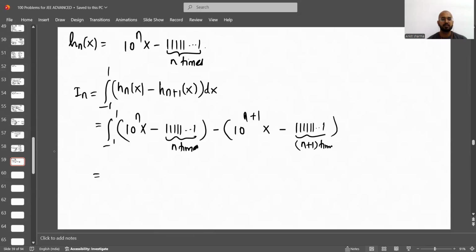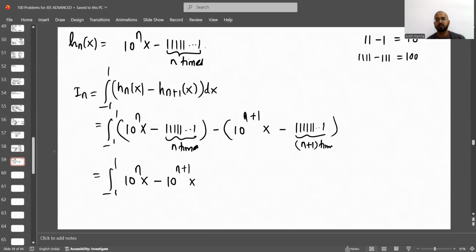Now let's see. So this would be nothing but simply minus 1 to 1, and then 10 to the power nx minus 10 to the power n plus 1 of x. So this is minus, and then this will be plus and then minus. So from n plus 1 times, we are subtracting n times, which means like this. From 11, if I subtract 1, I'm going to get here 10. So from 1, 1, 1, if I subtract 1, 1, 1, I'm going to get here 1000.